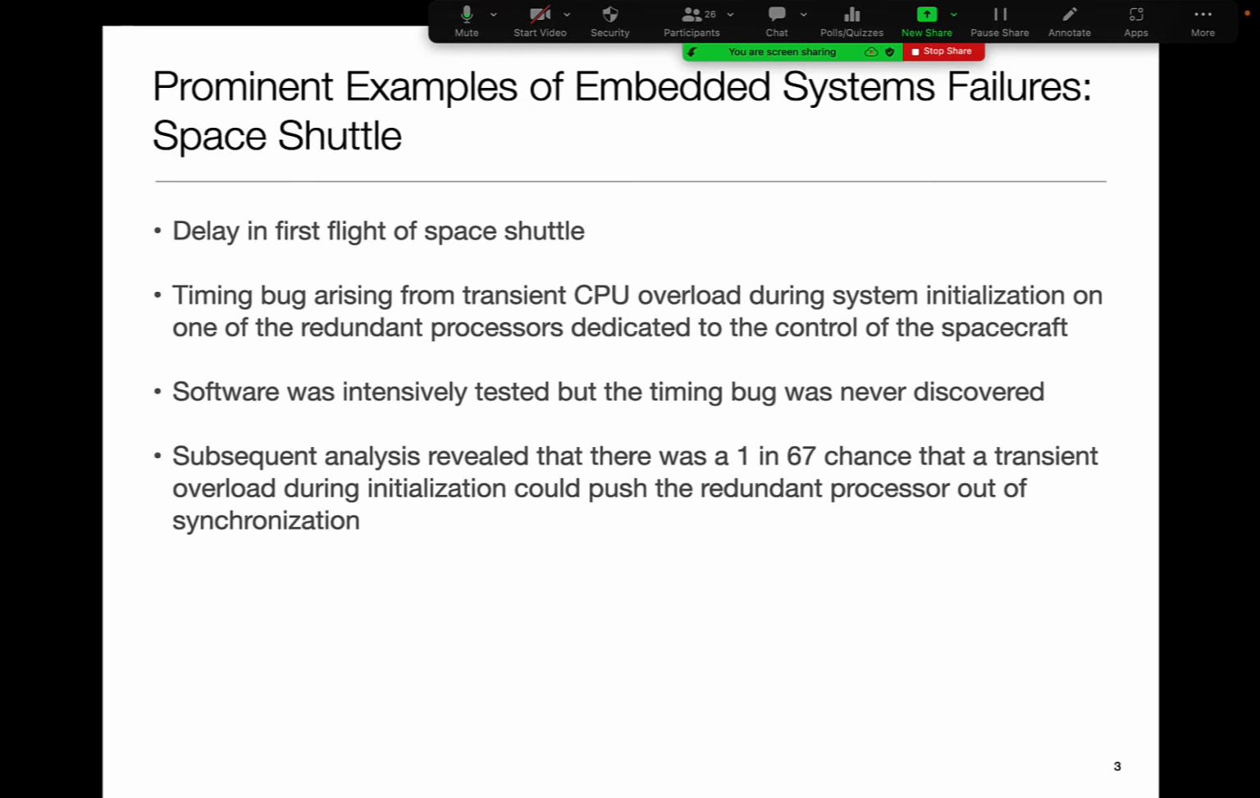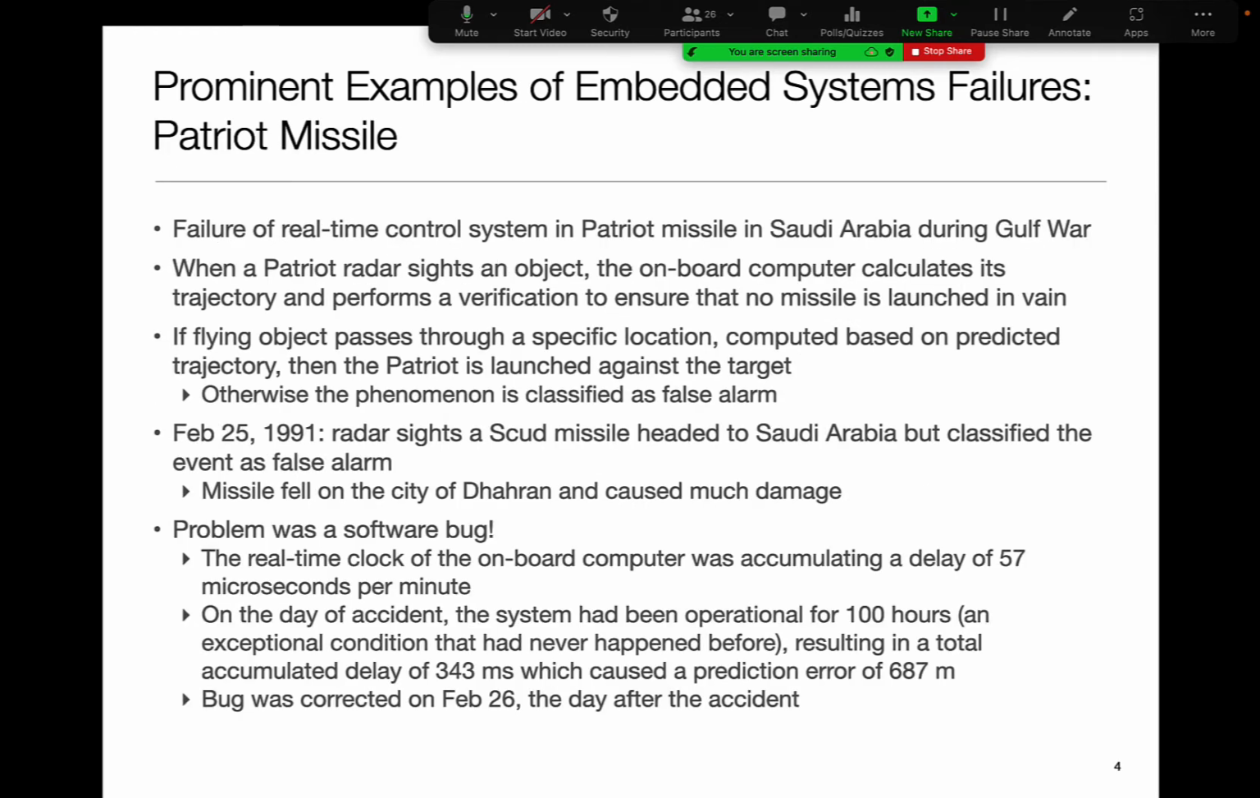This is the Space Shuttle, the very first flight of the Space Shuttle, where transient CPU overload caused problems. And actually, the interesting thing is, in many of these cases, including the Pathfinder one and this one, once they identify the bug, they are also able to calculate what the probability was. And lo and behold, in all these cases, the probability of that happening is pretty low. But Murphy's law always comes in our way, so that at runtime you face these challenges. In this particular case, it had to do with some redundant processors going out of synchronization.